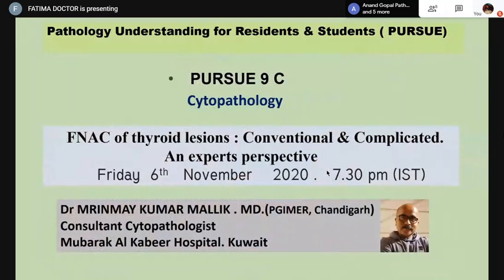And today we have a very special person, Dr. Mallik, who's an MD from PGI Chandigarh, an expert in fine needle aspiration cytology as well as conventional cytology, and he's a consultant cytopathologist from Mubarak Al Kabeer Hospital, Kuwait, with more than 22 years of experience in conventional as well as special cytopathology. And today he shall be talking on something which is very important and it has been changing again and again. He's talking about thyroid FNACs, FNAC of Thyroid Lesions, conventional and complicated. He's an expert and he will give us an expert view.